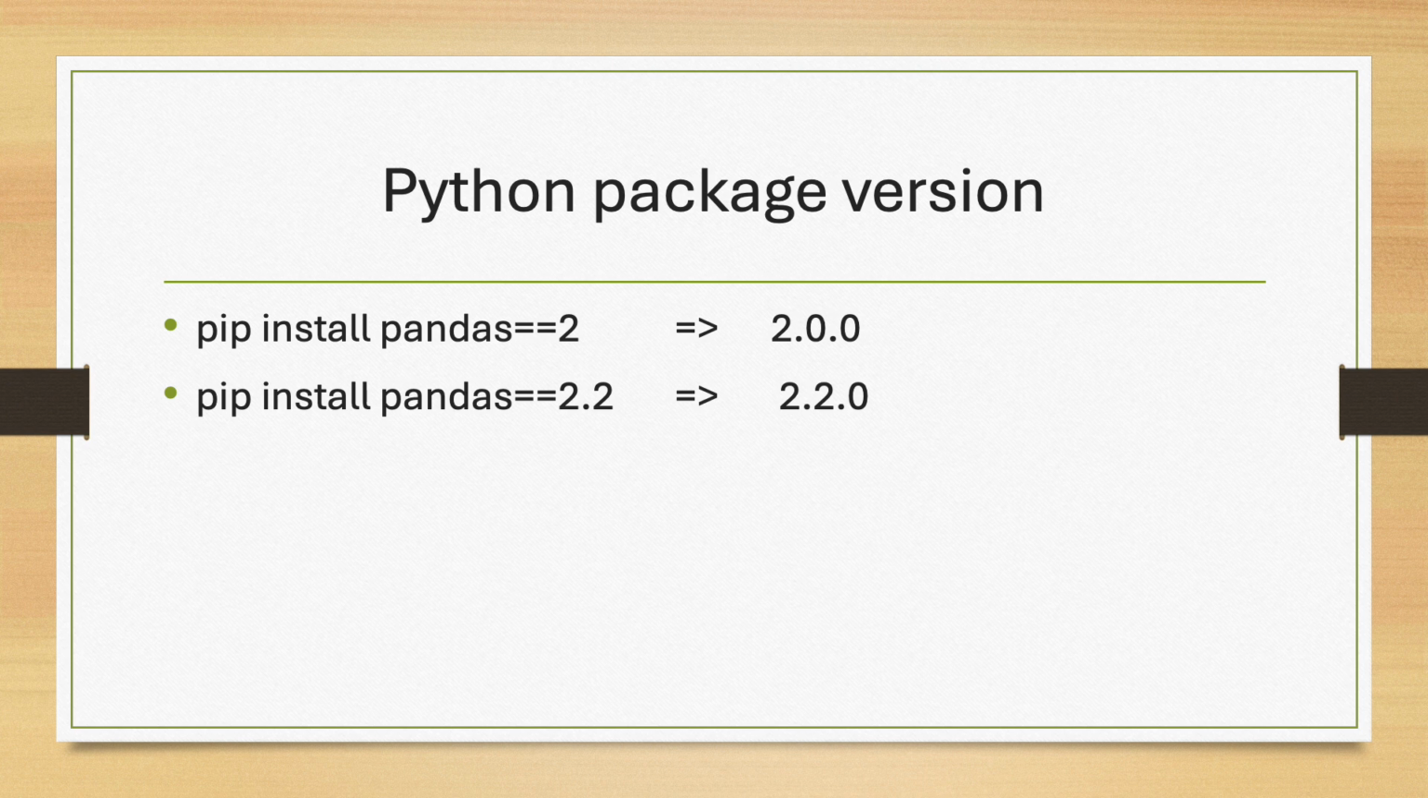When the exact package version is not specified with the equal sign as shown in these two examples, only the minimum version matching is installed. For example, if version 2 is specified, then only version 2.0.0 will be installed. This is actually not quite useful in practice and is rarely used.